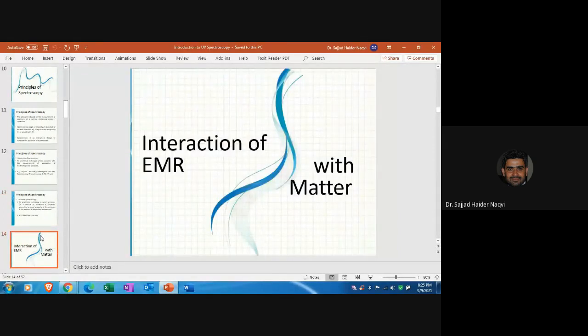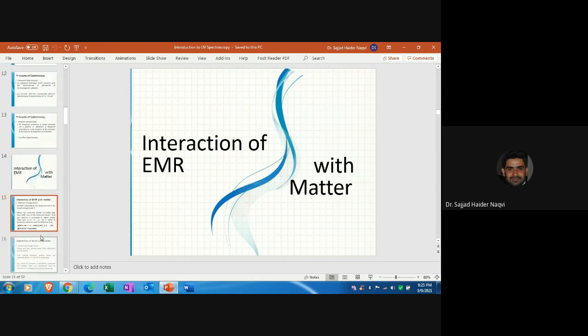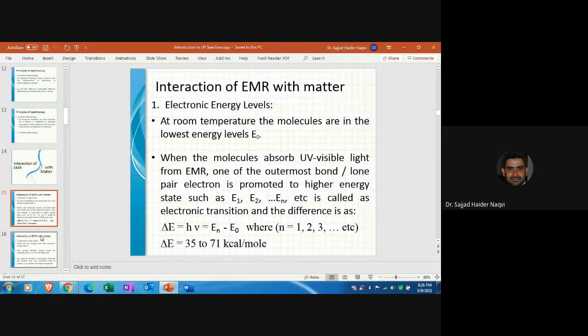Okay. So as I said in the beginning, spectroscopy is actually the interaction of electromagnetic radiation with matter. Let me cut down to the point where you understand that spectroscopy is mainly the interaction of electromagnetic radiation with matter. That's the baseline of this technique. Okay, so let's go into further detail on how this electromagnetic radiation interacts with matter.